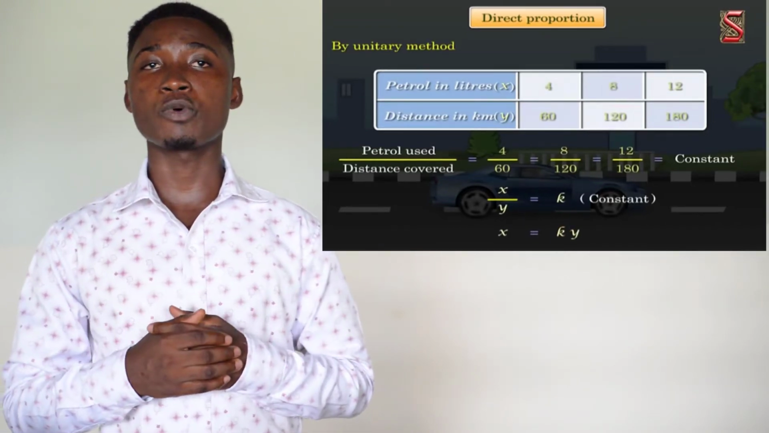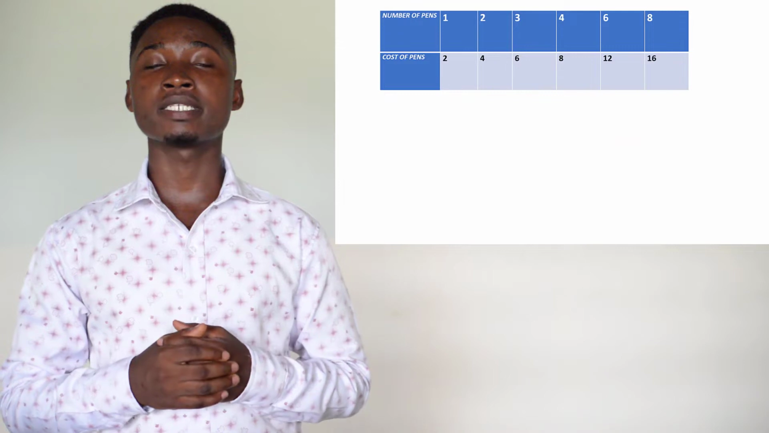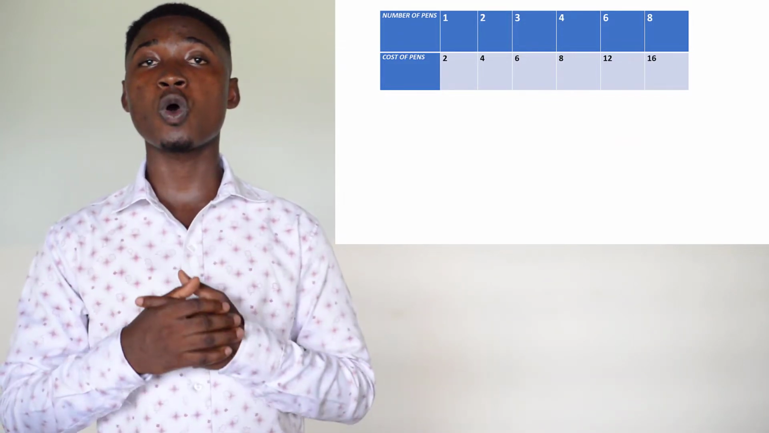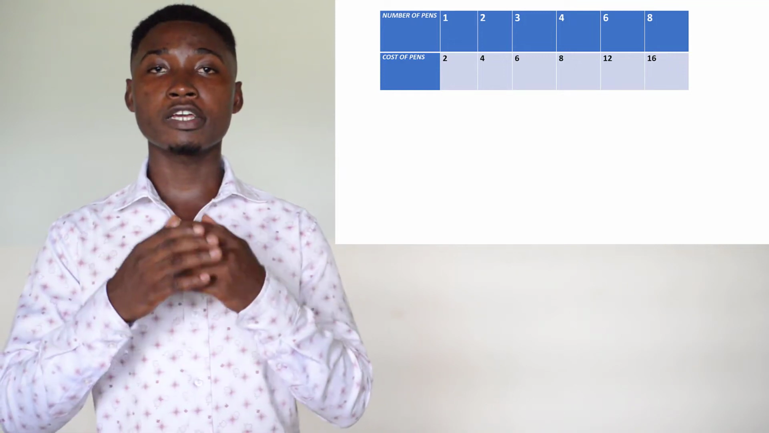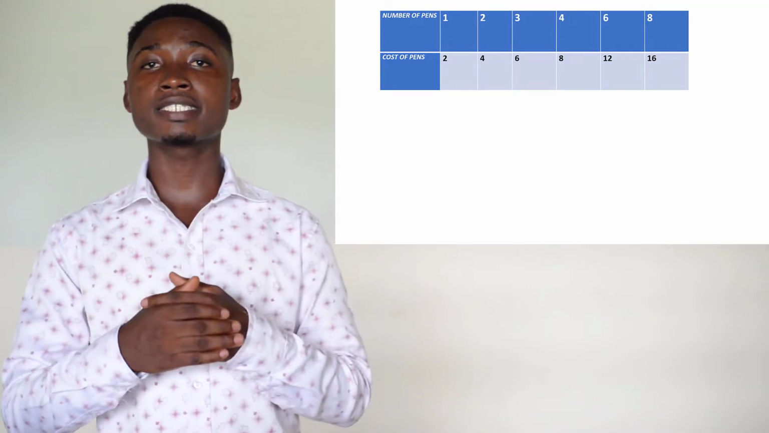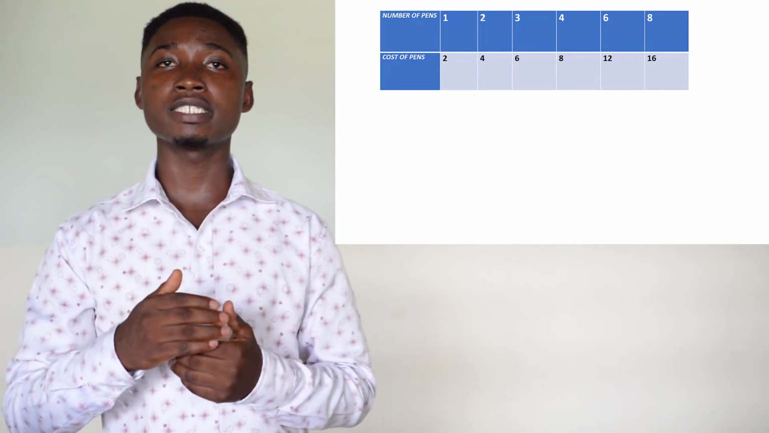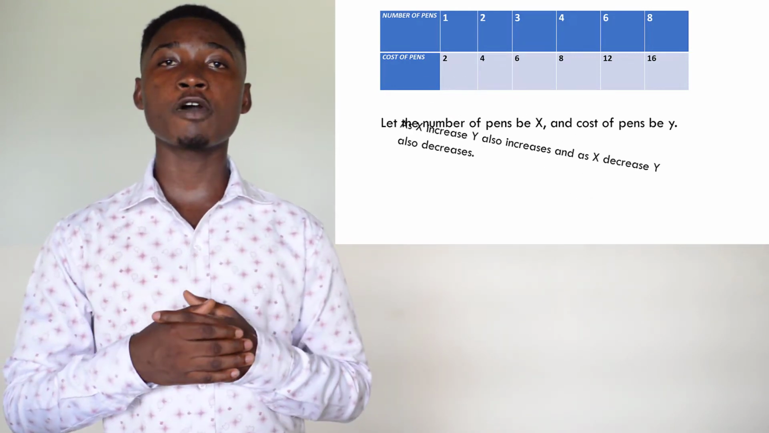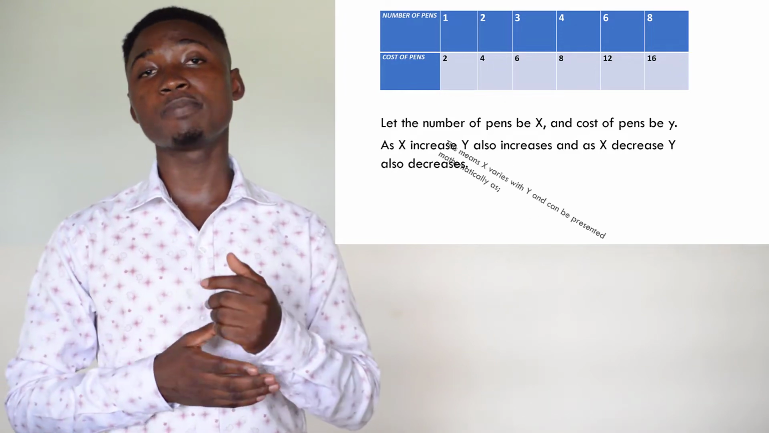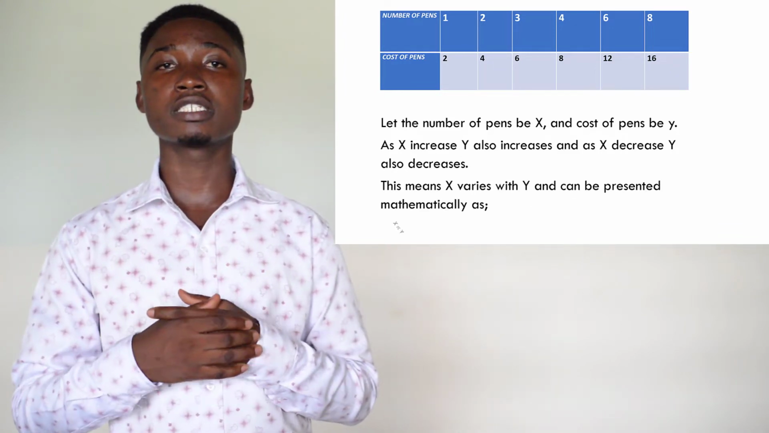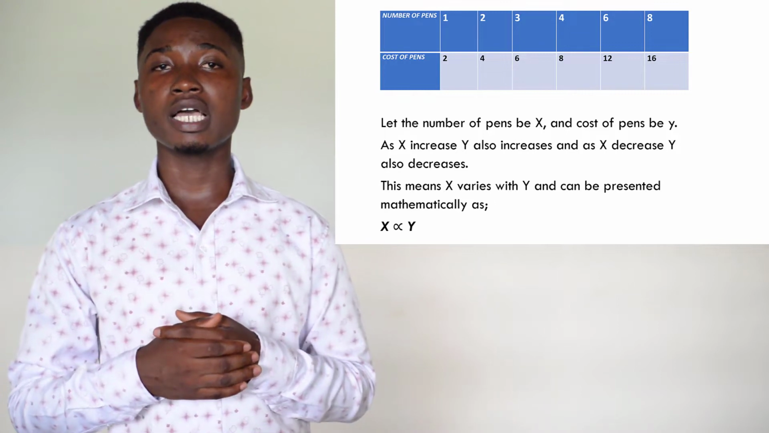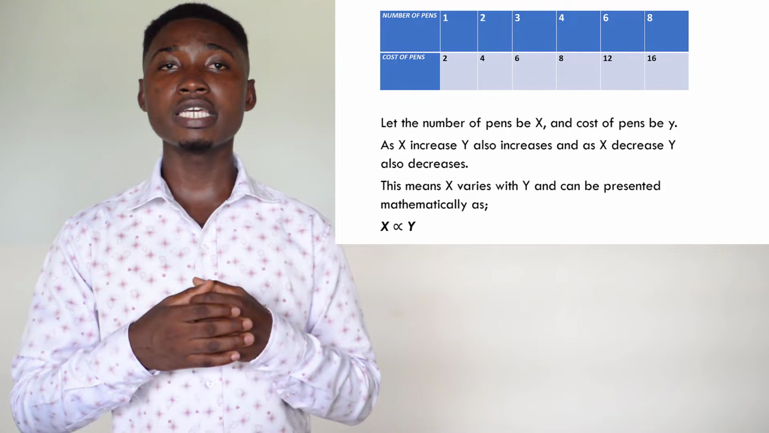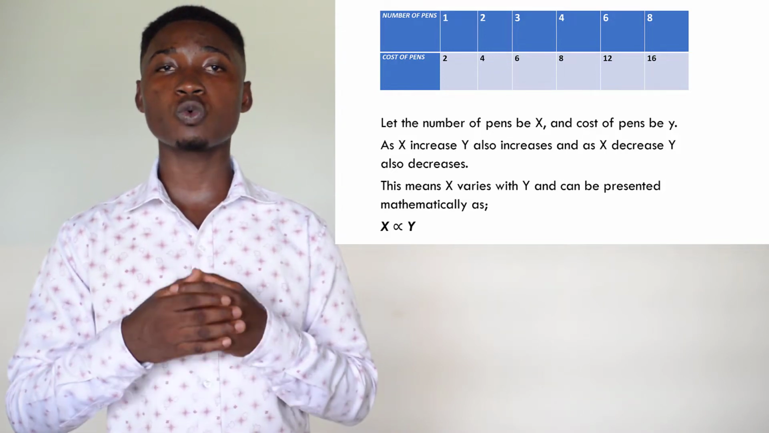Let's take another example. If 1 pen costs 2 cedis, 2 pens will cost 4 cedis. 3 pens will also cost 6 cedis. The number of pens to the cost of pens. Let the number of pens be x and the cost of pens be y. As x increases, y also increases. As x decreases, y also decreases. This means x varies with y.